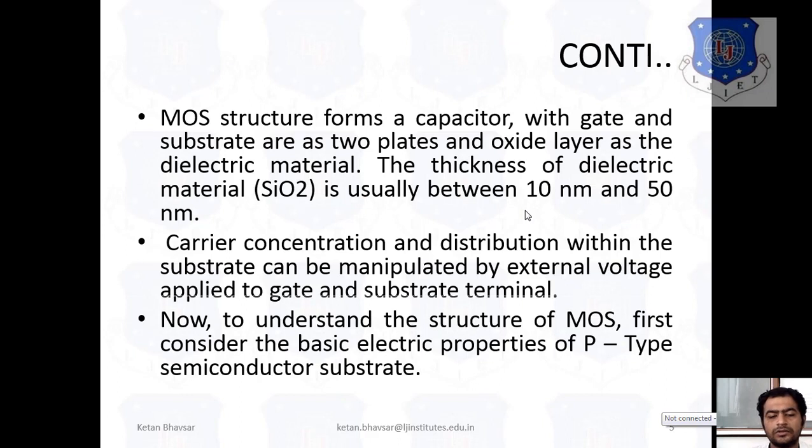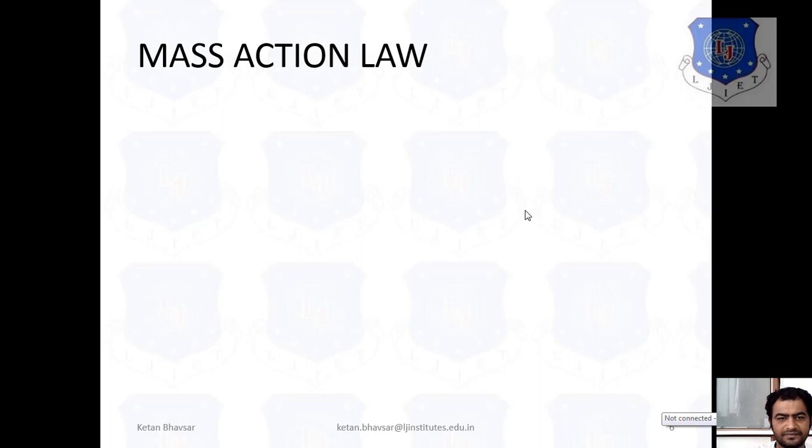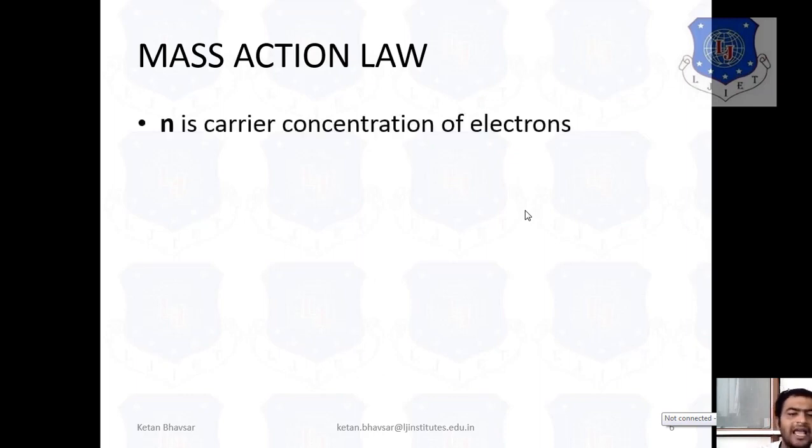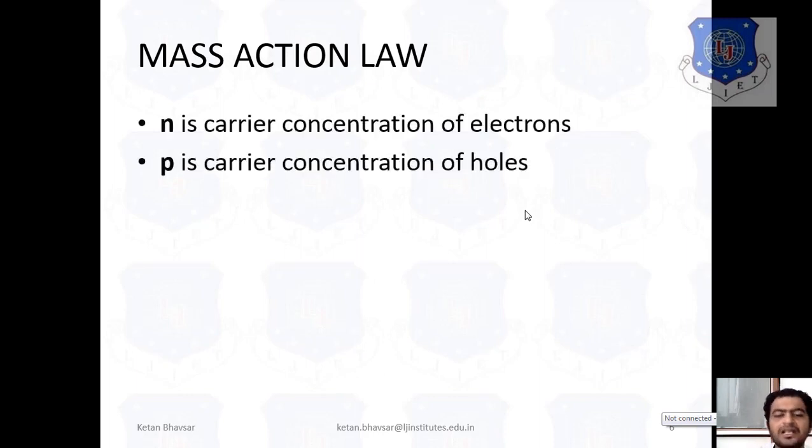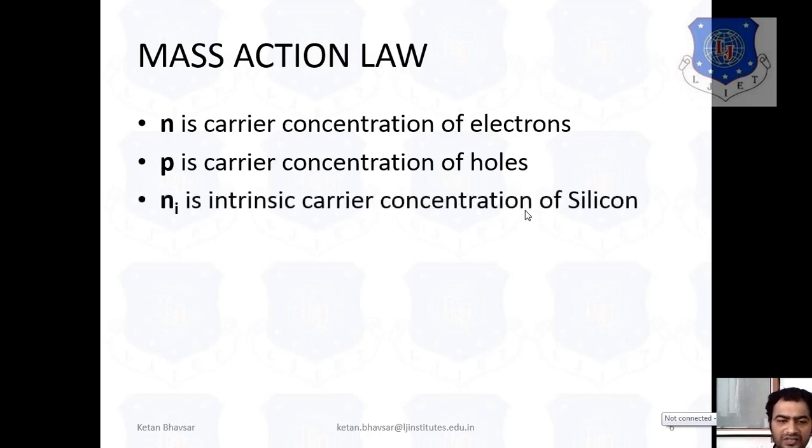Now, to understand the structure of MOS, first consider the basic electric property of a p-type semiconductor substrate. It is called the mass action law, where n is the carrier concentration of electrons, p is the carrier concentration of holes, and ni is the intrinsic carrier concentration of silicon. When we talk about the mass action law, we have to focus on the electrons, holes and the concentration of material, because with the help of these layers you can design any type of MOSFET.